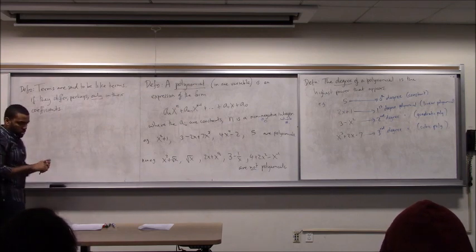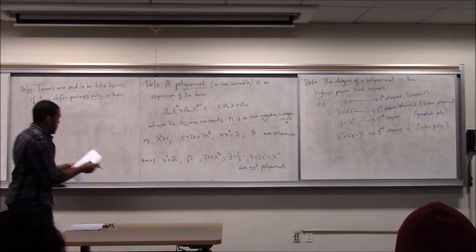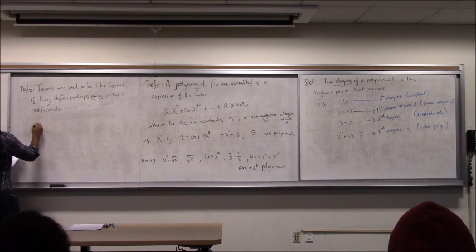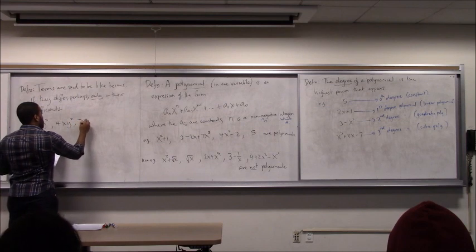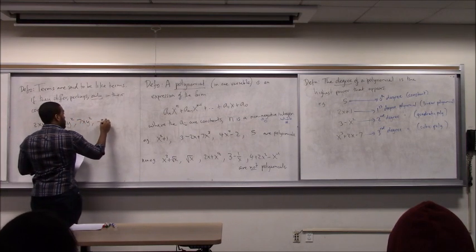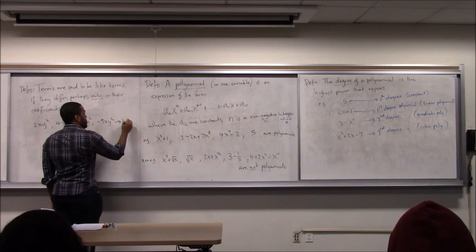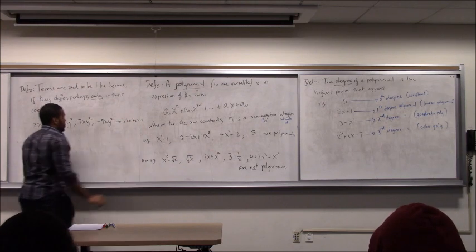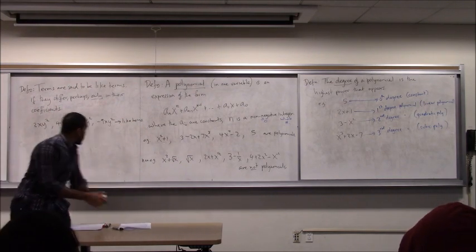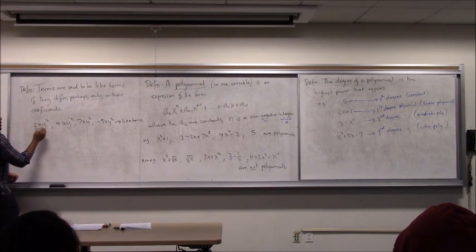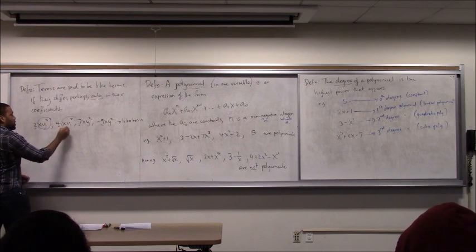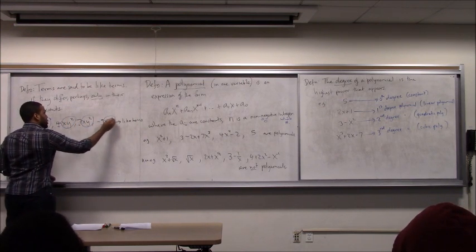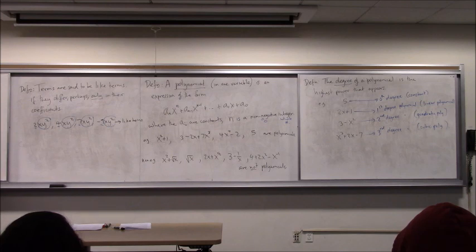For example, I wrote down a bunch of examples here. So these guys here are like terms. Why? Because these are the coefficients. Now they're all different, but the part that's not the coefficient is all the same. So once you have the same thing attached to a constant, we say you're a like term.